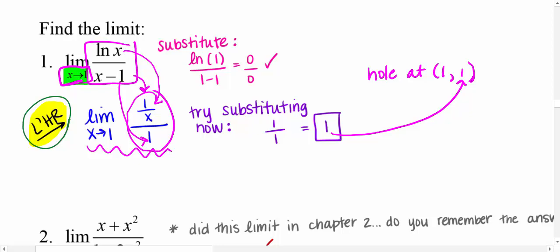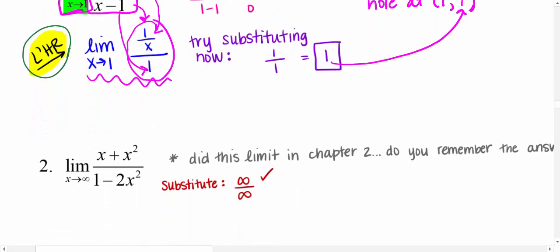The other thing that I will say is all of your Chapter 2 limit algebraic knowledge is still on your side. So if you can do a limit using Chapter 2 limit properties, whether you just do algebraic substitution, maybe it's a factor and reduce, maybe it is a rationalize, something like that, certainly you can do that.